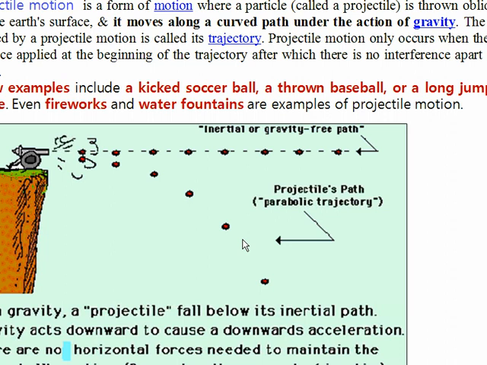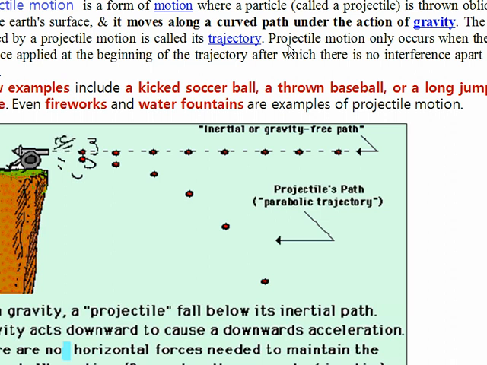The first section, projectile motion, is a form of motion where a particle is thrown obliquely near the Earth's surface, and it moves along a curved path under the action of gravity. This path followed by a projectile is called its trajectory.